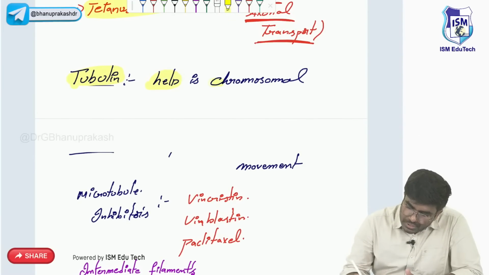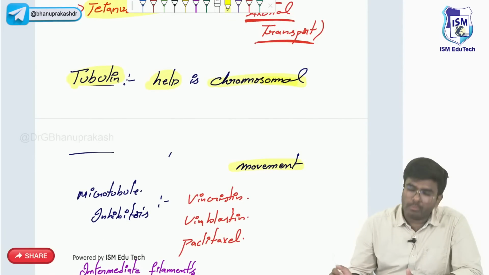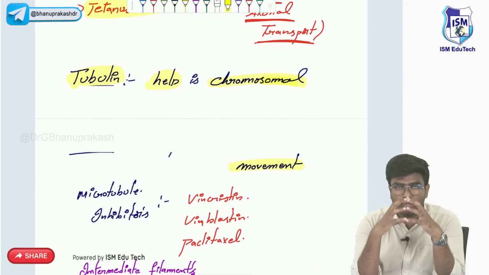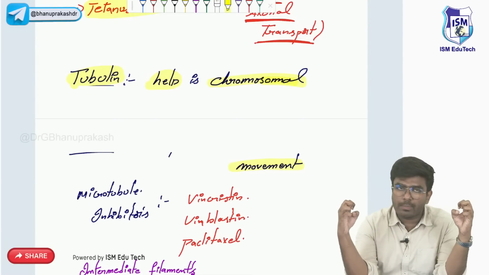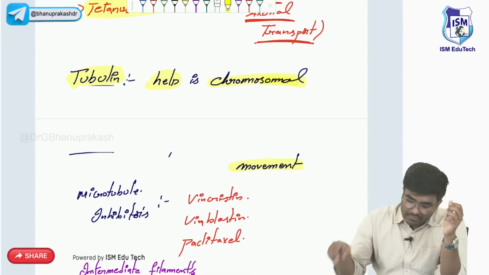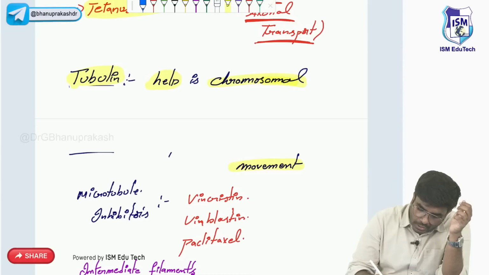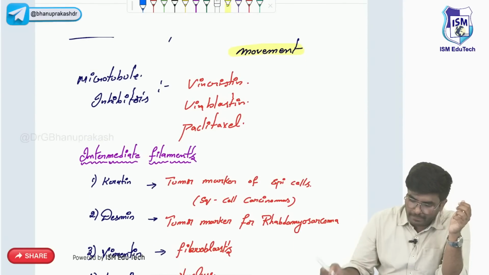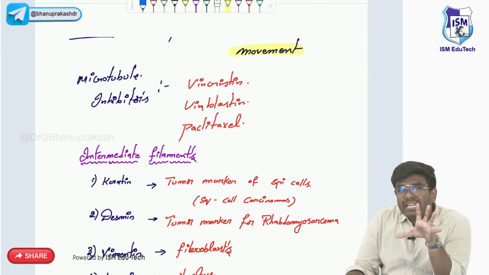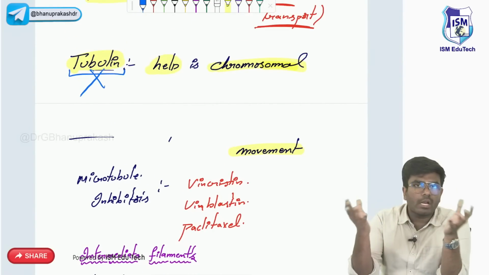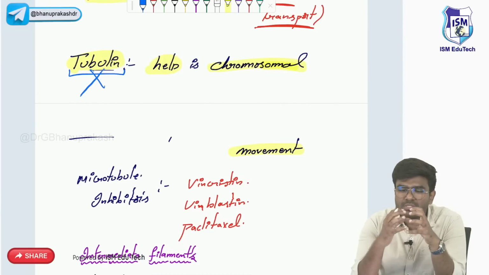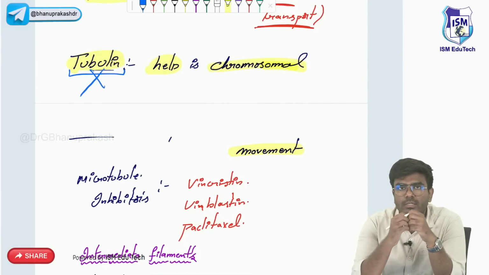Tubulin molecule helps in chromosomal movement. So during mitosis, the chromosomes need to move towards their poles. The movement of these chromosomes will be done with the help of a molecule called tubulin. Now, if you can inhibit the formation of tubulin, the chromosomes are not going to move. If the chromosomes are not going to move, cell division will not occur, mitosis will not occur.